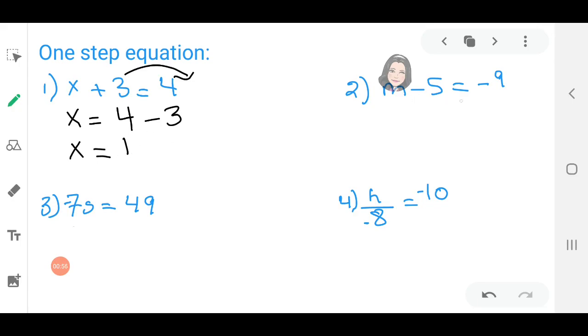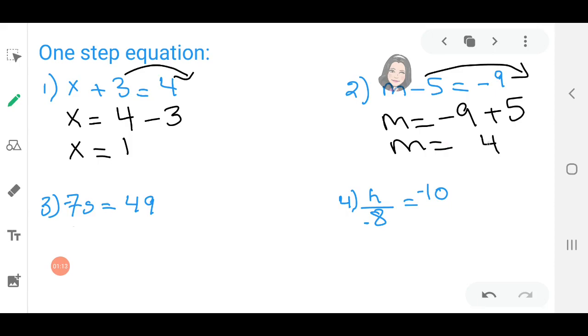Number 2, m minus 5 equals minus 9. So we write m is equal to minus 9. We're going to move this minus 5 to the other side. The inverse operation of a subtraction is addition. So m is equal to minus 9 plus 5. Integers with different signs: I subtract the numbers, it's a 4, and write the sign of the bigger number, which is 9. It's negative 9, so negative 4.